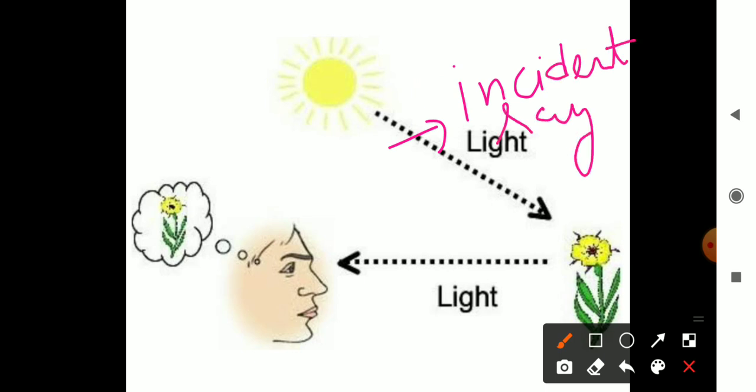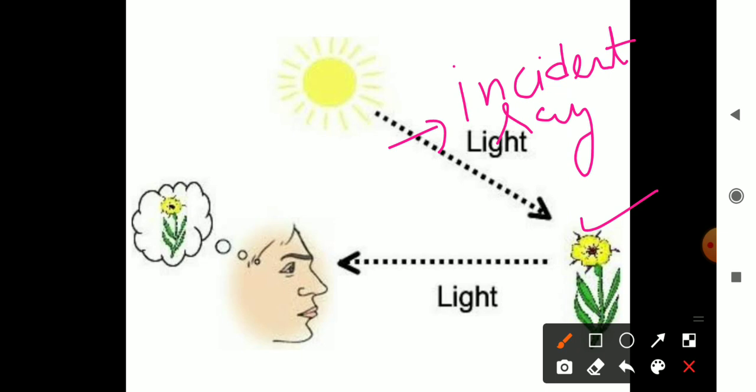This incident ray will be incident on this flower. The flower acts like a reflecting surface. All the objects will reflect the light, either in a small quantity or in a large quantity. A mirror is the best reflecting surface, which reflects all the light. This flower will also reflect the light, but only some of it.